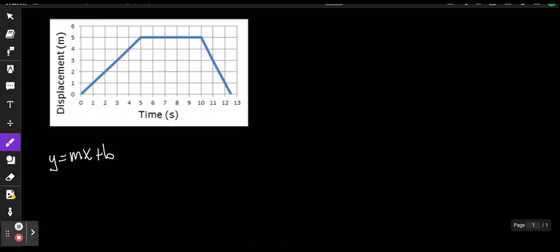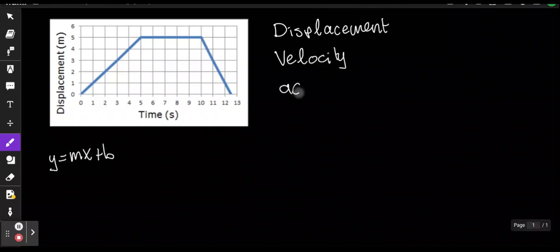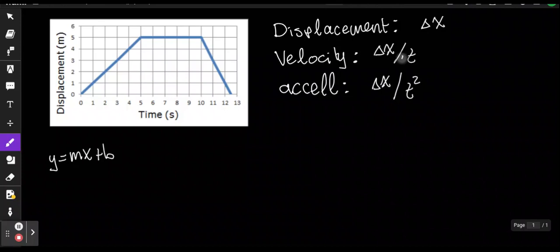So before we go any further, let's take a look at our basic concepts of displacement, velocity, and acceleration. Let's look at the units of each concept. So we know that displacement is delta x, and we know that velocity is delta x over t. We also know that acceleration is delta x over t squared. And by the way, this t is delta t.